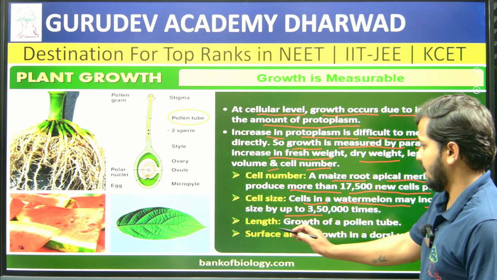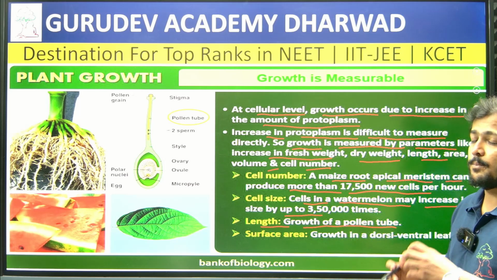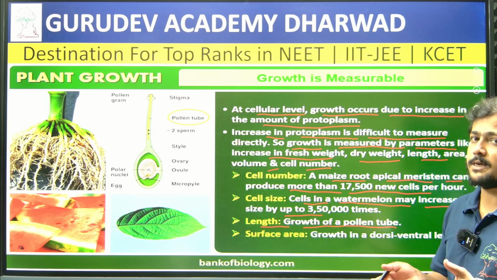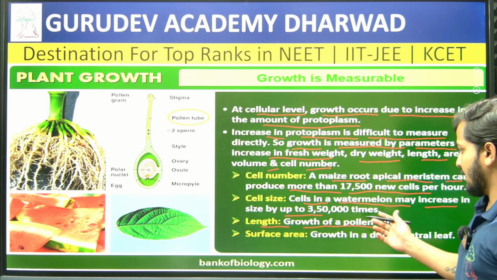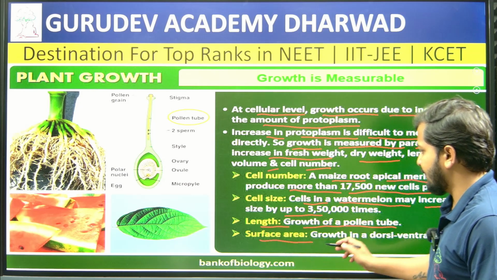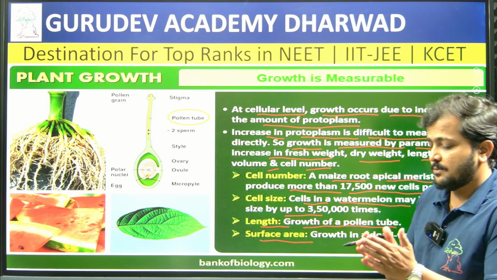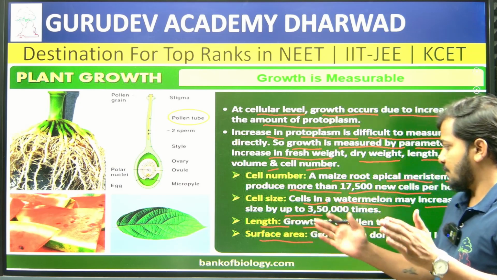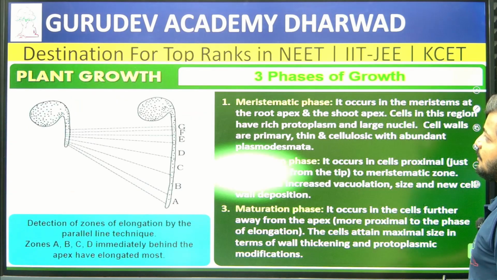So that much of size you are going to find out with respect to growth, particularly in watermelon, right? Then lengthwise, if you consider growth of the pollen tube, pollen germination on the stigmatic surface, there you can find the formation of length of the pollen tube, right? Then on a surface area basis, the dorsiventral leaves, which are at surface level, are going to increase with respect to surface area, right? That is what you are going to find out.